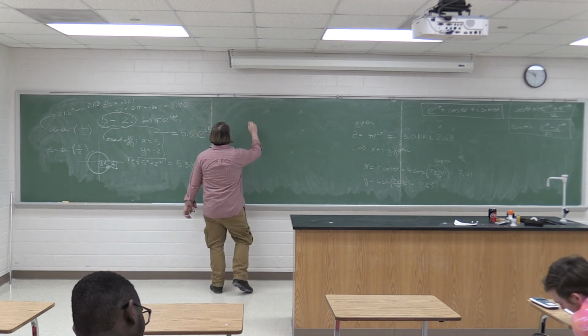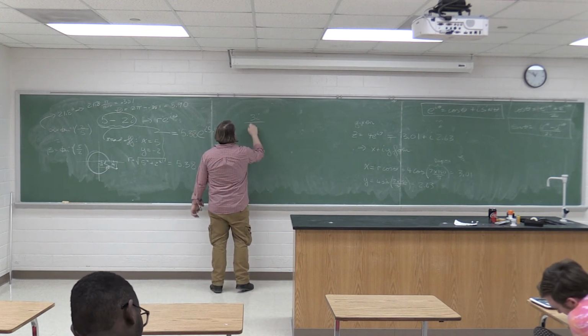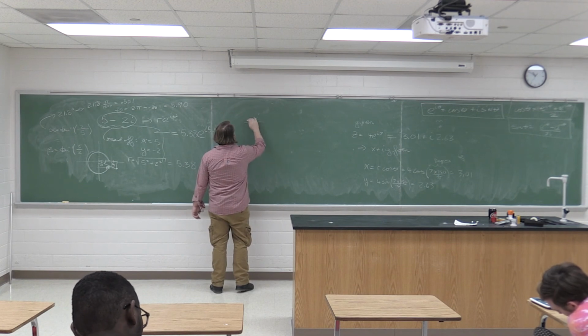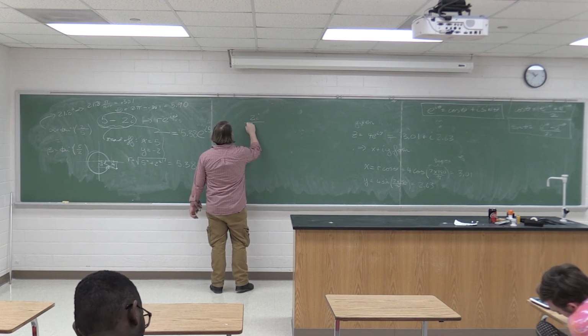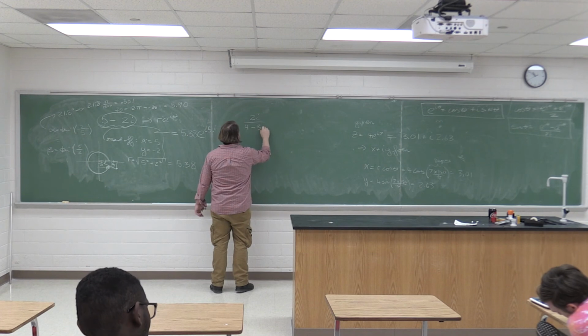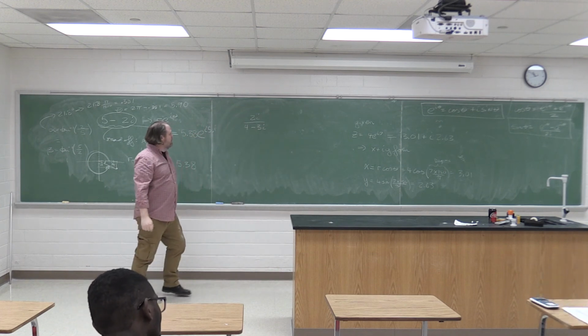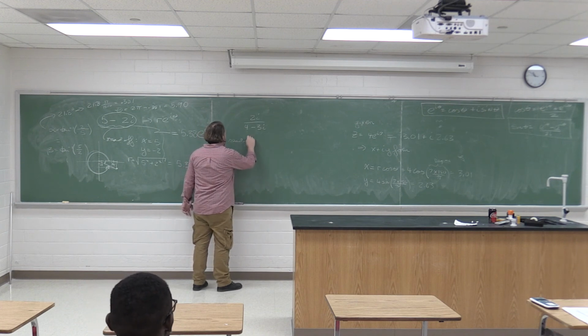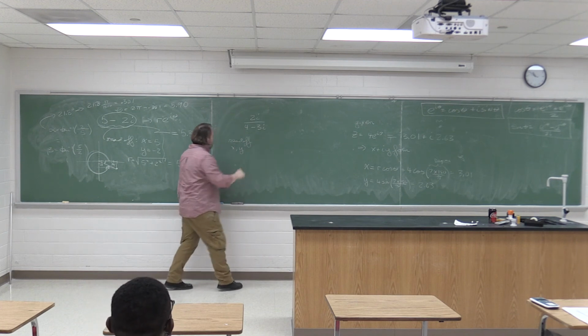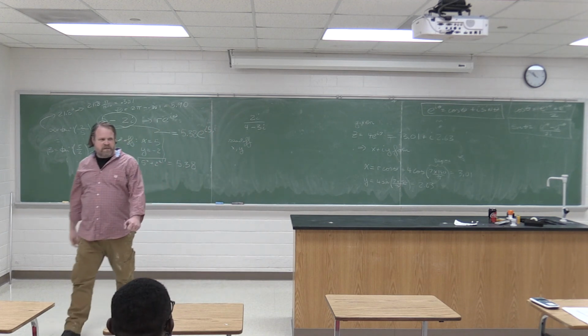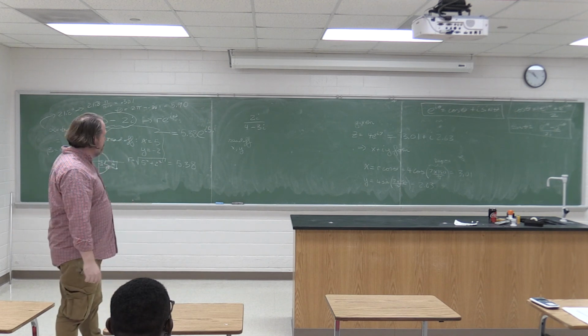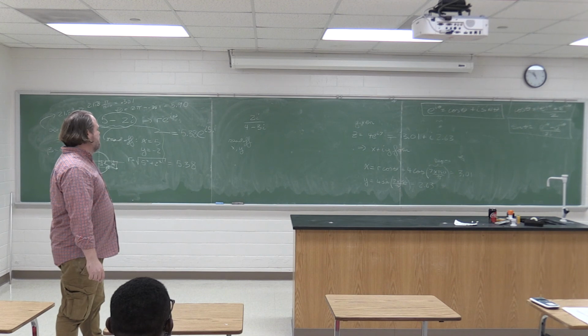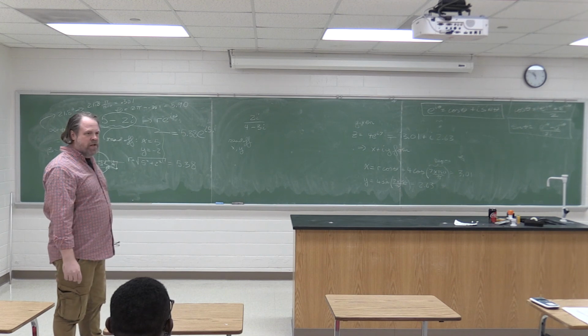What if we did something like 3i, 2i over 4 minus 3i? I want to read off x and y. Can you tell what x is? Nope. It's just not real easy to see in that form, right? Does it look like it's in the x plus iy form?